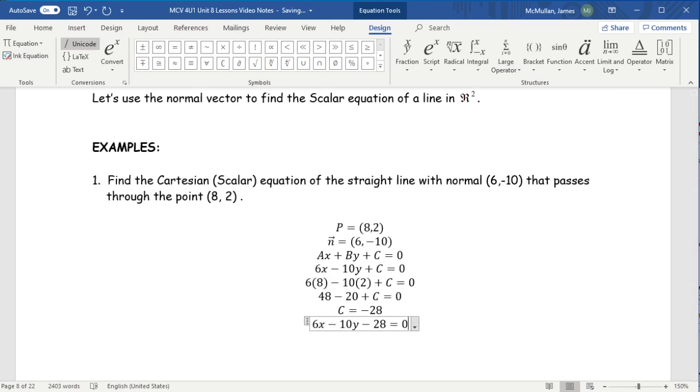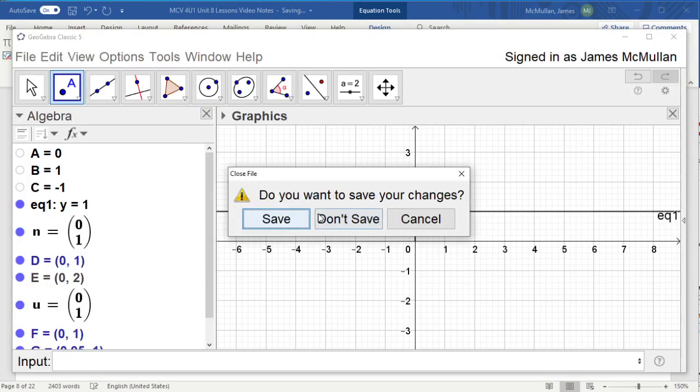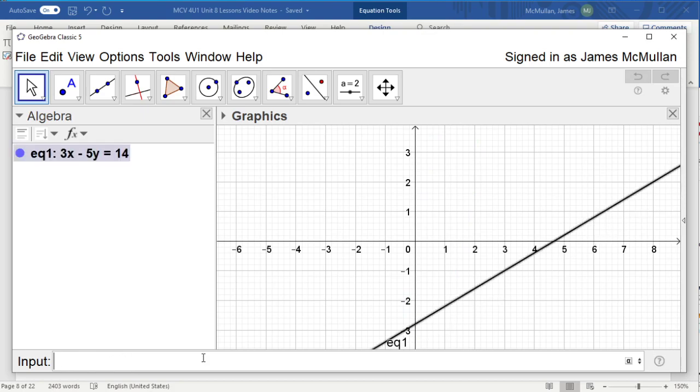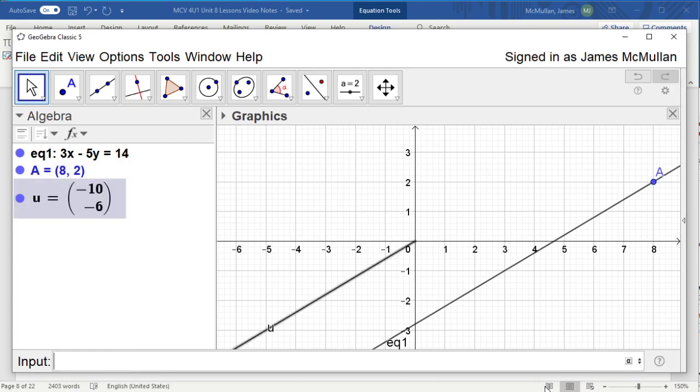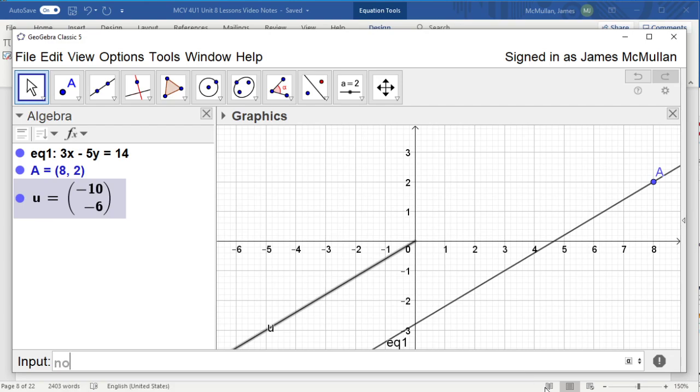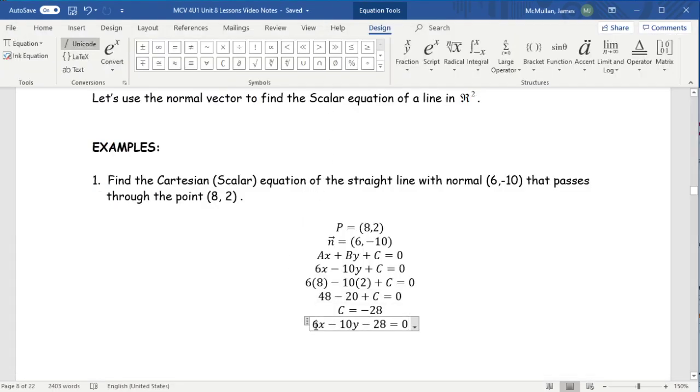Again, just to quickly draw this, 6x minus 10y plus, minus 28 equals 0. So it should go through the point 8, 2, which it does. And then the normal, so let's go, can I type direction, EQ1? It comes up with the direction vector. And then I think I can type, can you do normal? No. So the normal would be 3 and negative 5, right? Or you could leave it as 6, negative 10.